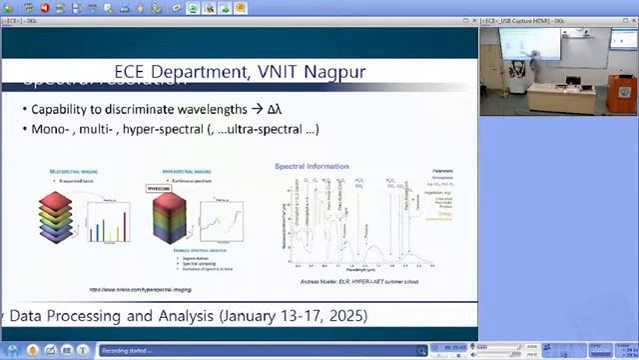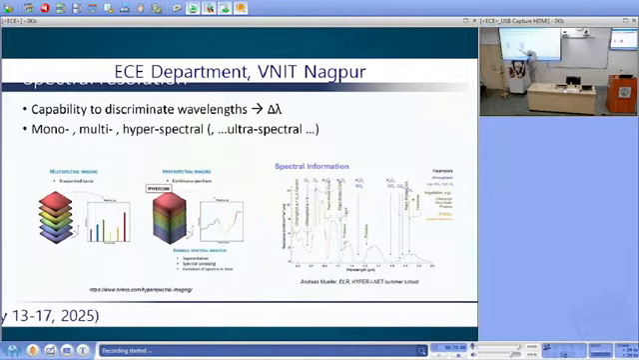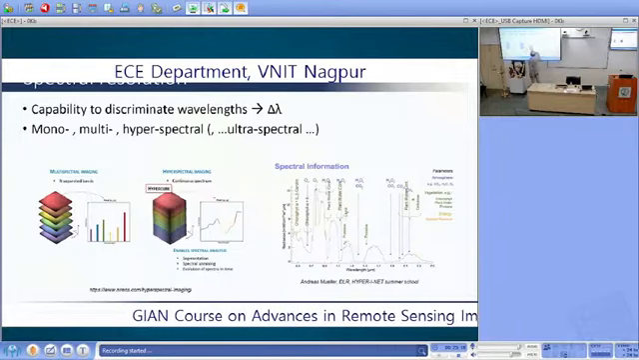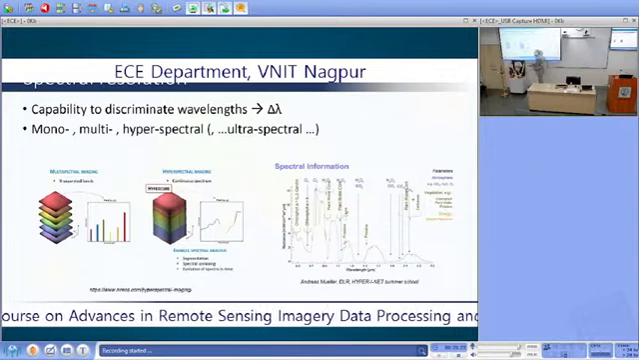So the same object may be observed at a handful of wavelengths in multispectral, or on a very fine series of individual samples, which will help me define or draw an almost complete reflectance curve.